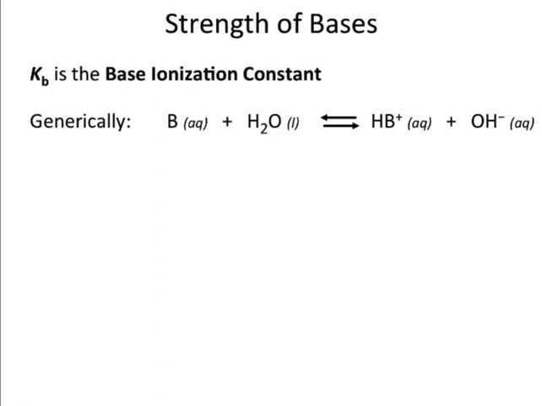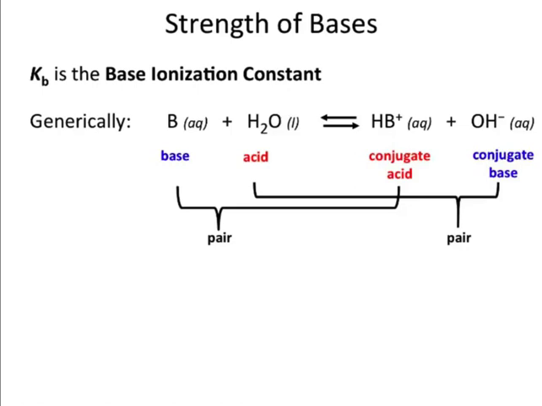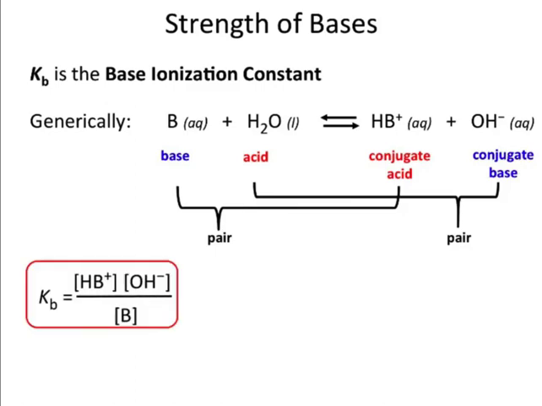Okay, so in the formalism of conjugate acid-base pairs, the base is B, and its conjugate acid is the protonated version that's positively charged. That's a pair. And then water functions as the acid, and its conjugate base is hydroxide. So again, Kb is the products over the reactants, and so we could write it just like this generically, and then you'd plug in whatever molecule you actually have for B.